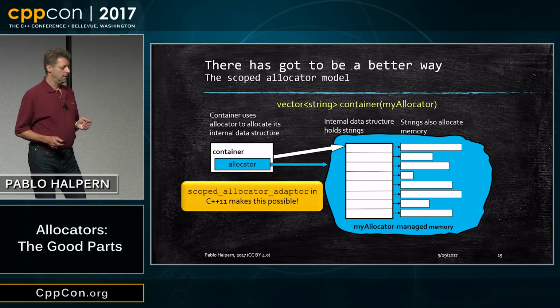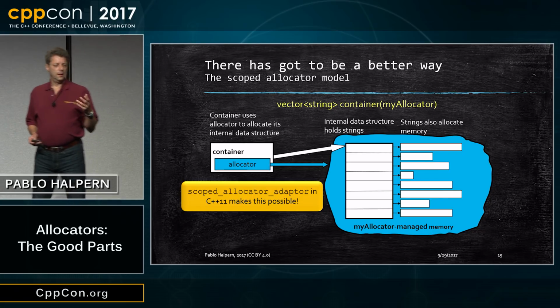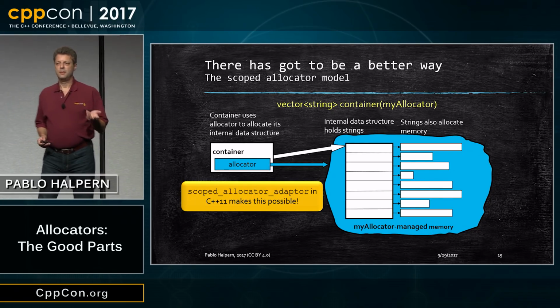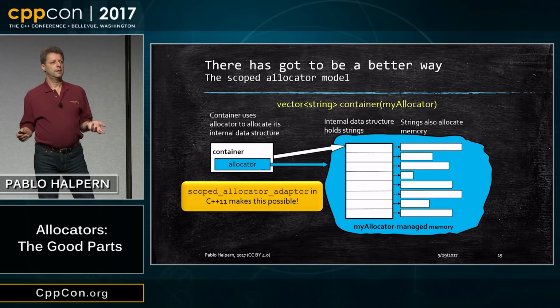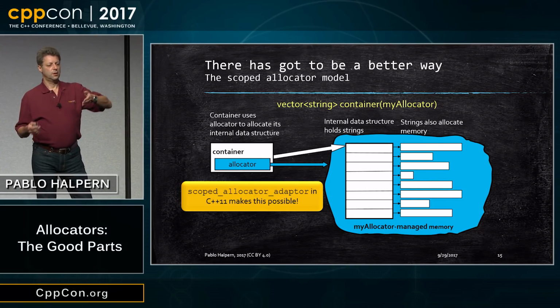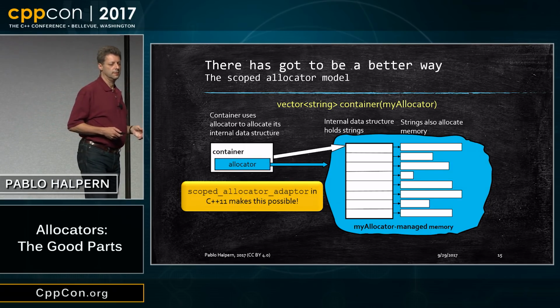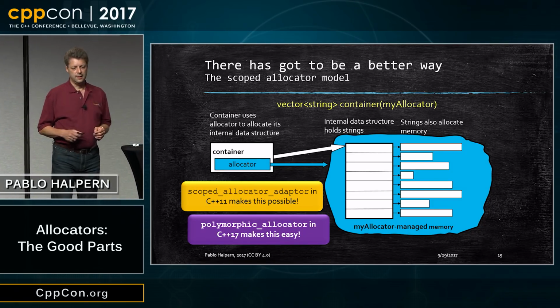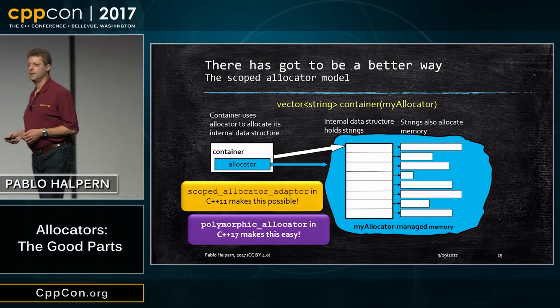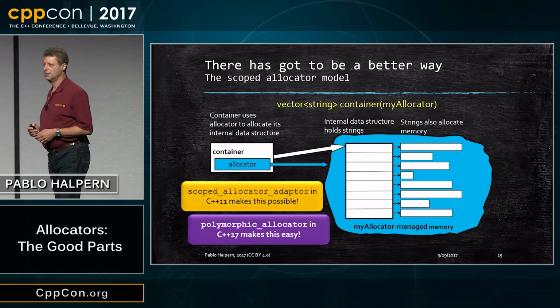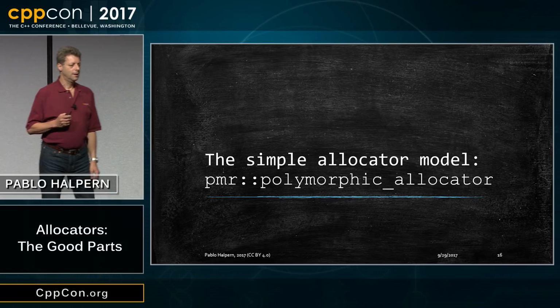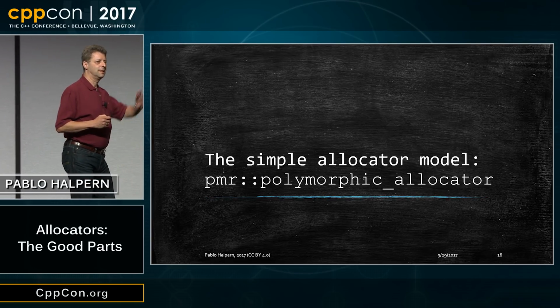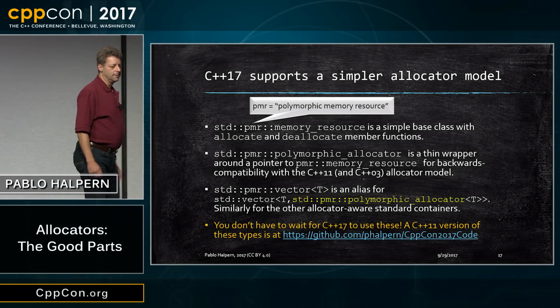In C++11, we added the scoped allocator adapter, which makes this possible. You wrap your allocator in this adapter, and now, so long as everything uses the same type of allocator going down, it will pass the allocator down. In C++17, we added polymorphic allocator, which not only makes it possible, but actually makes it easy to do this. So let's look at the simple model and set aside all that complexity for the moment.